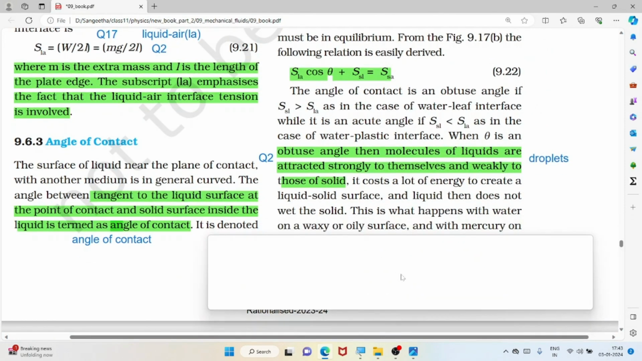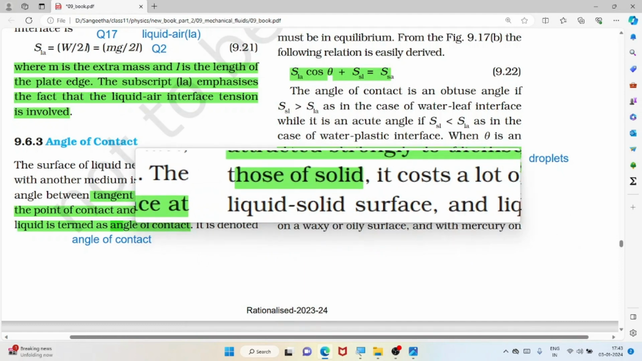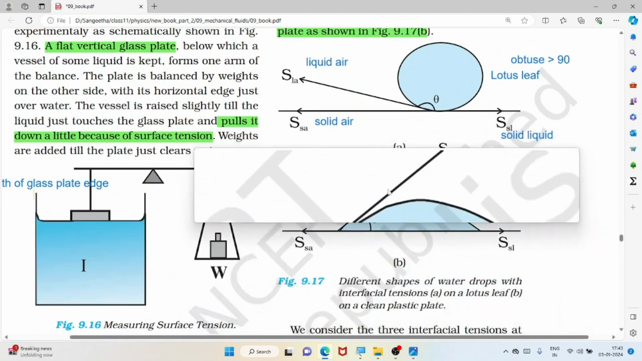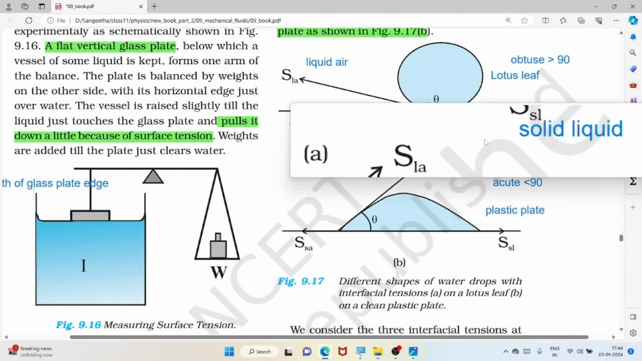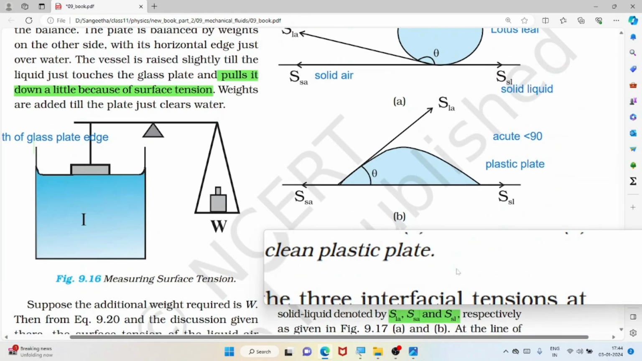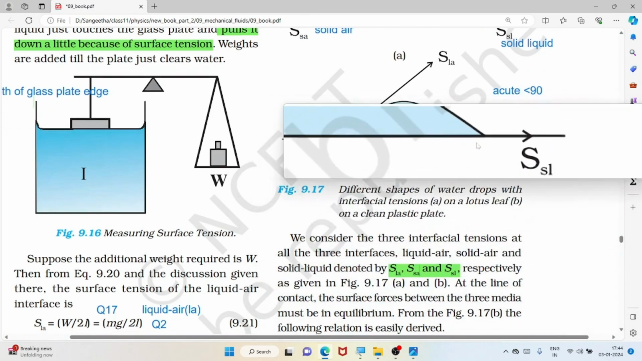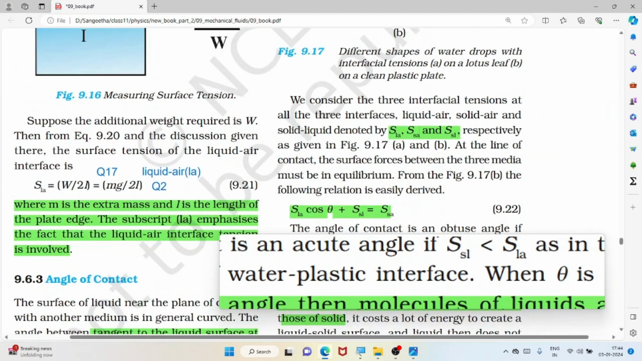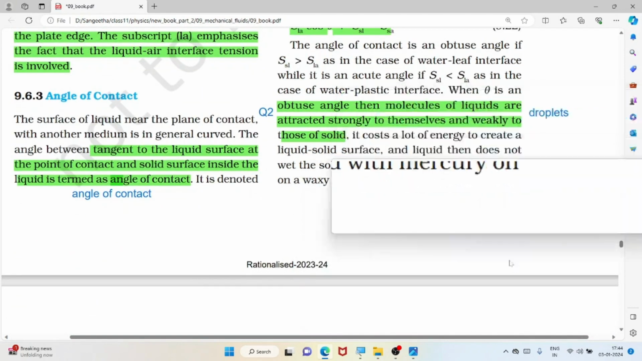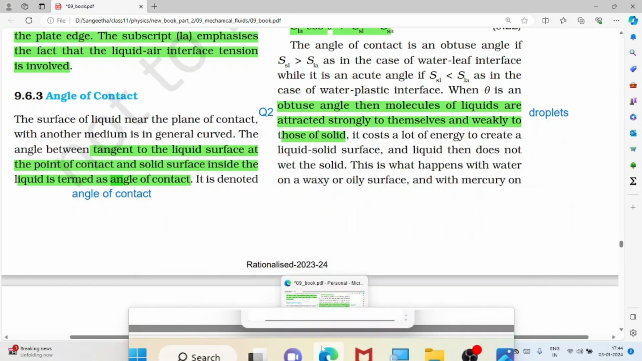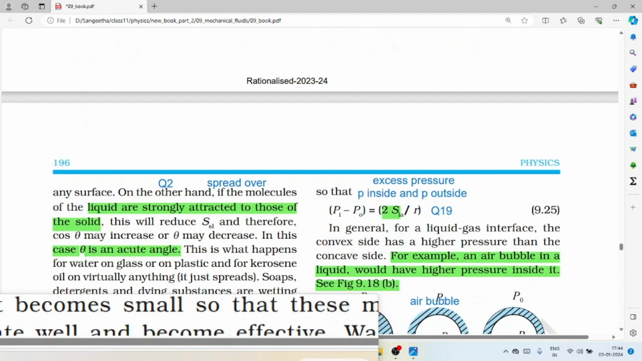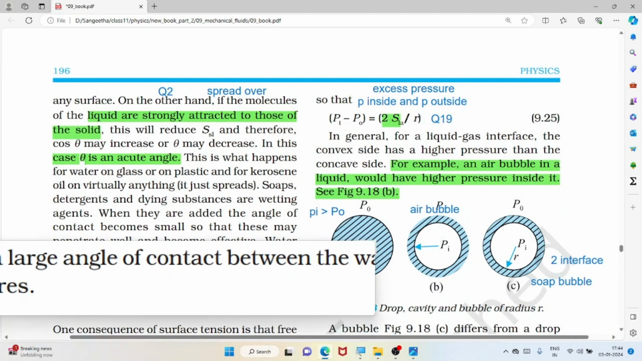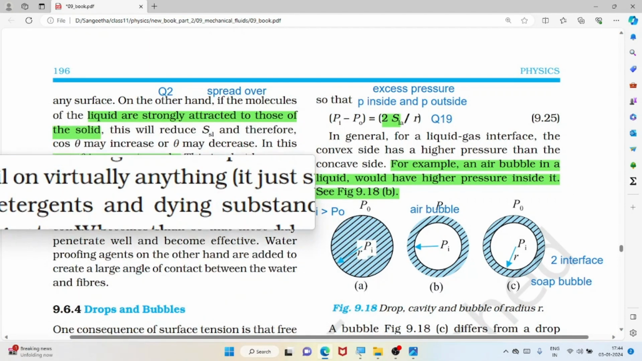Obtuse angle: the molecules of the liquid are attracted strongly to themselves and weakly to those of the solid. That is, the intermolecular interaction is more within the liquid, and weak to the solid surface. But here they are attracted strongly to the surface, but the intermolecular interaction within the liquid is weak. This is droplets. For the droplet to spread over, there is a weak intermolecular interaction.